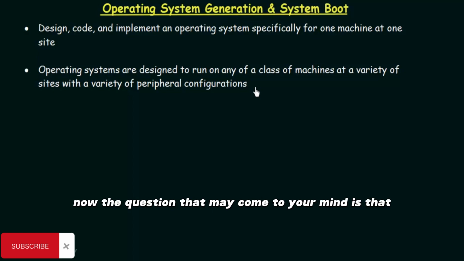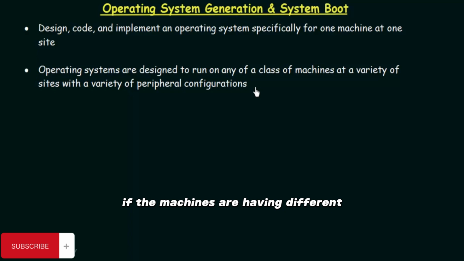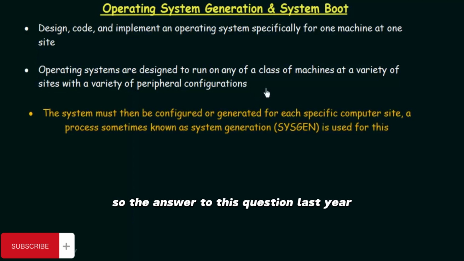Now the question that may come to your mind is: if the machines have different hardware configurations or different peripheral configurations, then how will the operating system be installed on these different systems? The answer to this question is that the system must then be configured or generated for each specific computer site. A process sometimes known as system generation, or SYSGEN, is used for this.